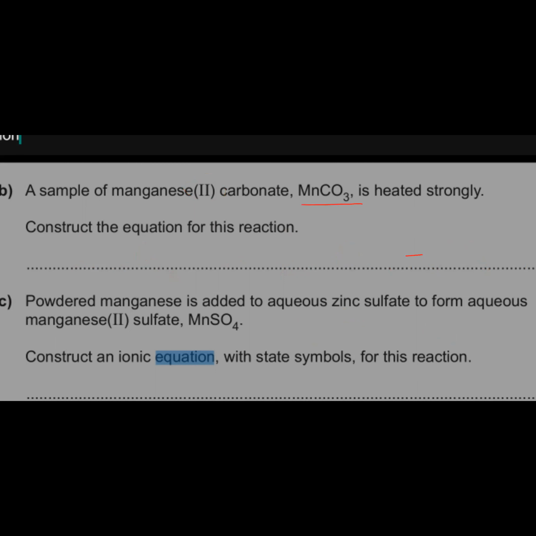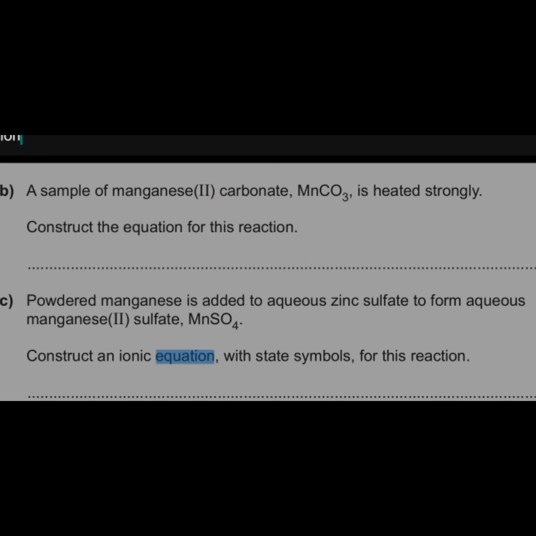Common mistakes are that children can write manganese carbonate instead of magnesium carbonate. Those kinds of mistakes are there. Don't write those. Okay, right.